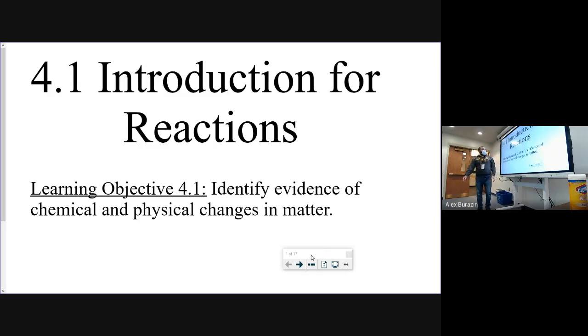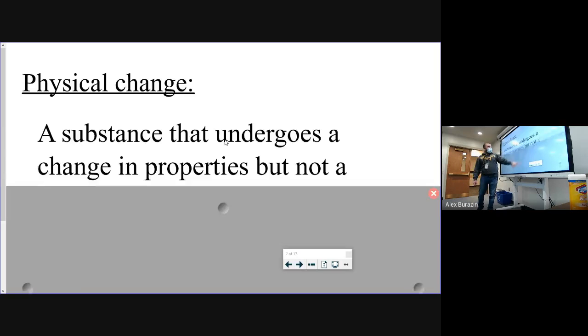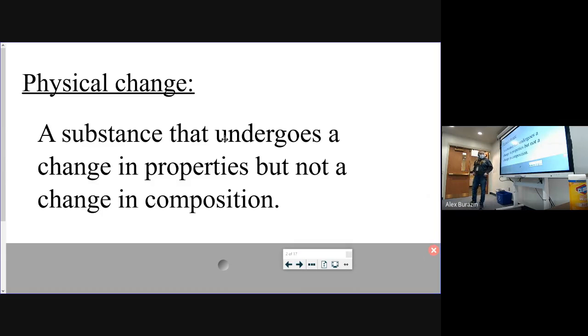So anyway, today we have two topics: 4.1 and 4.2. 4.1 is extremely short. I've got a couple definitions for you, and then we'll jump into 4.2 because this is not too exciting. So let's go. Physical change. What is a physical change? Here's my definition: a physical change is a substance that undergoes a change in properties, but not a change in composition. I'll let you jot that down.